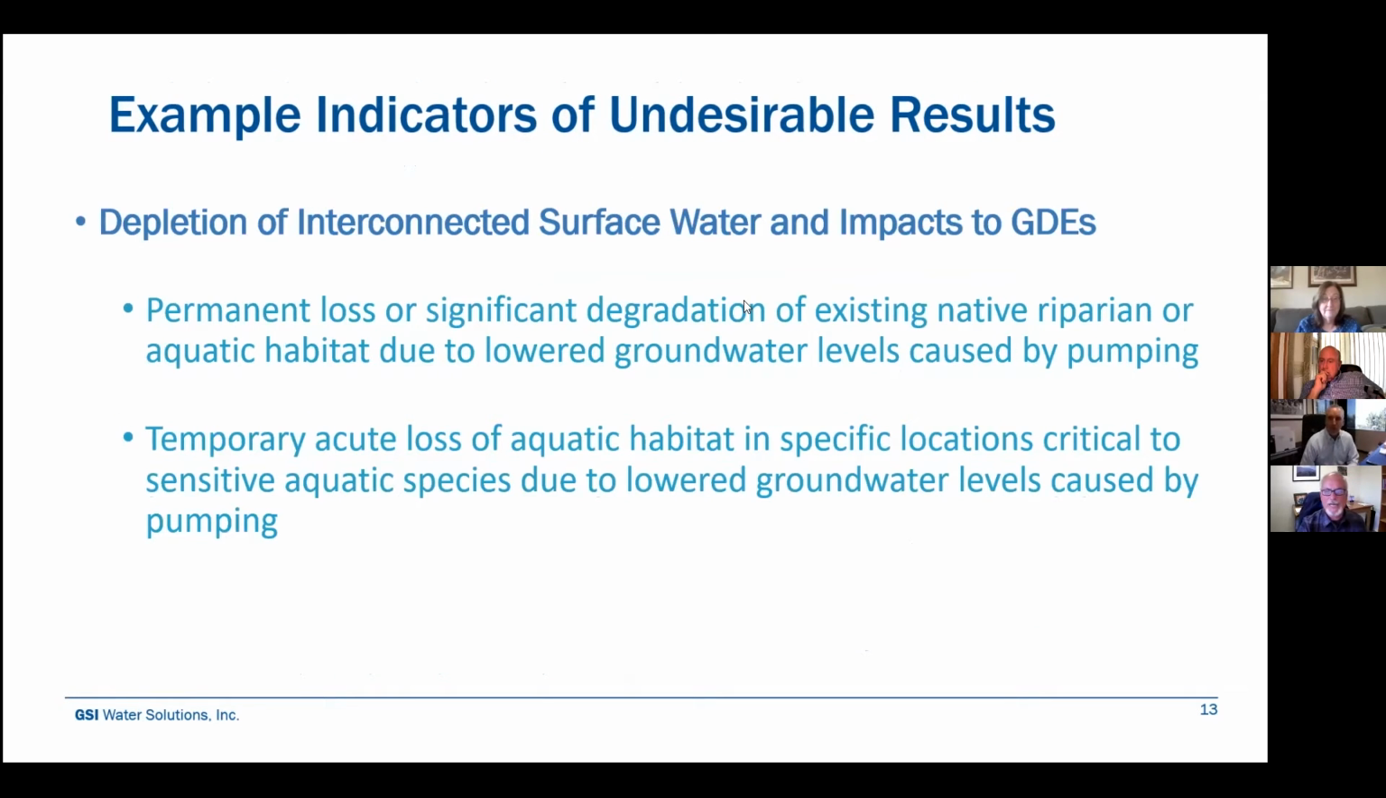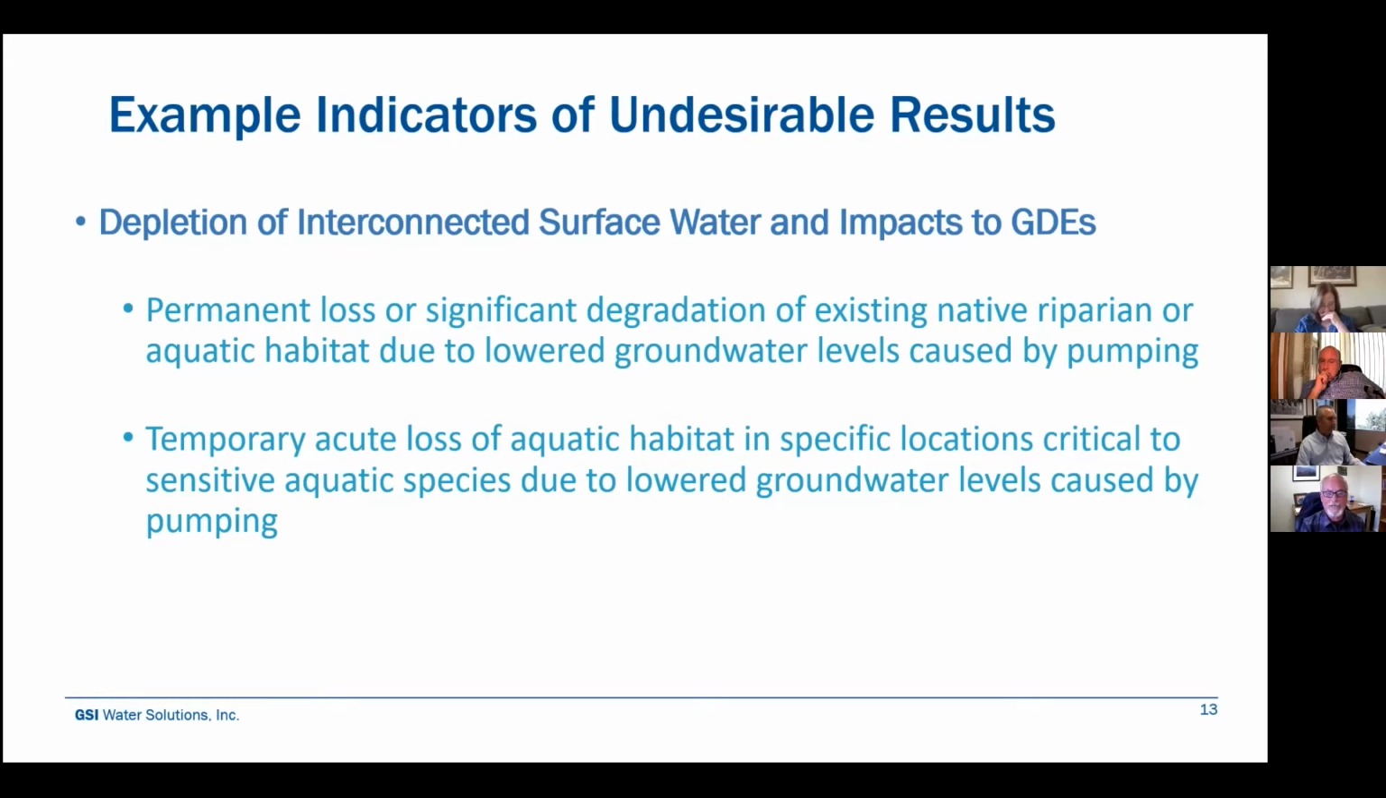So for depletion of interconnected surface water and the impacts to GDEs, what are the undesirable results there? Well, focusing in on the GDEs, a permanent loss or significant degradation of existing native riparian or aquatic habitat due to lower groundwater levels caused by pumping is one undesirable result. Another would be a temporary or acute loss of aquatic habitat at specific locations that are critical to sensitive aquatic species. Again, lowered groundwater levels caused by pumping.